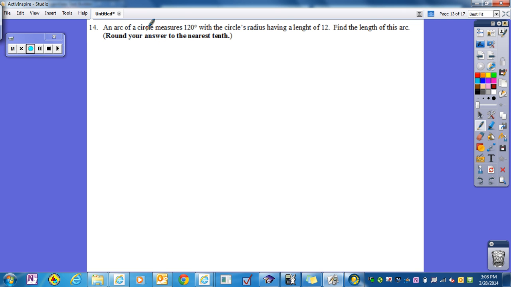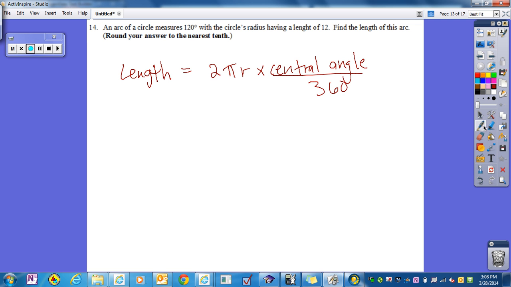Alright, 13. It says an arc of a circle measures 120 degrees with the circle's radius having a length of 12. Find the length. Alright, when you find the length of an arc, you must do 2 pi r times the central angle divided by 360. Alright, what you have to remember though is by using this, the central angle and the arc measure are the same thing. Alright, so my radius is 12, so we're going to say 2 times pi times 12 times the central angle, which is 120, divided by 360.